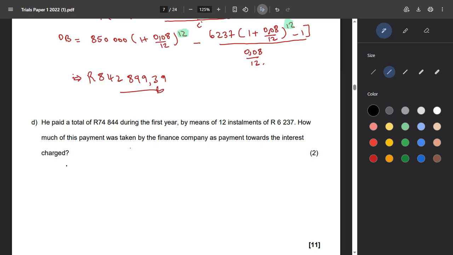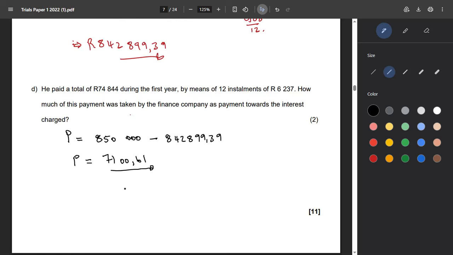Okay, how much of this payment was taken by the finance? First thing first, remember the principal amount at that time will be the amount that we borrowed, we subtract the amount that we paid on that first year, which is 842899.39. So when you subtract the 2, the P is what? Let's quickly put this on the calculator. Let's see what we get. This gives us a P of 7100.61, right?